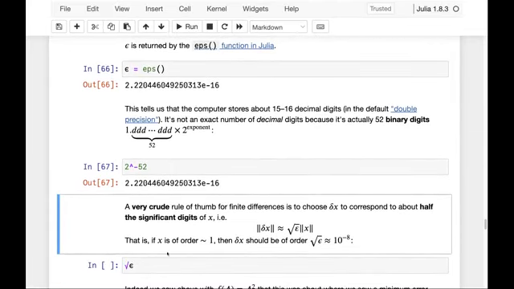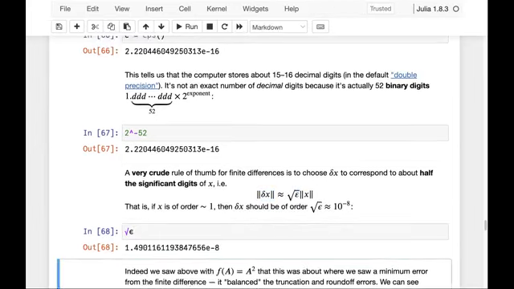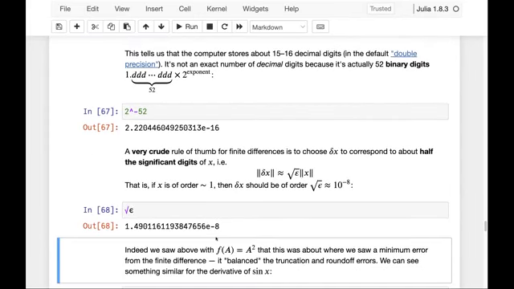A crude rule of thumb for finite differences, a good median for a small truncation error but not big round-off errors, is to choose your delta x to be about half the significant digits of x. Basically, the magnitude of delta x is on the order of the square root of epsilon times x. The square root of epsilon is about 10 to the minus 8th. So that's why I chose 10 to the minus 8th.